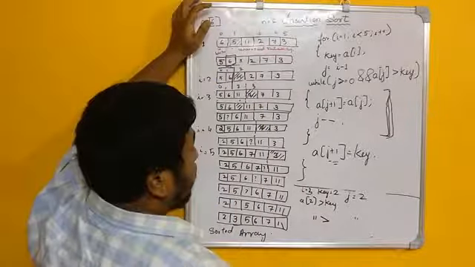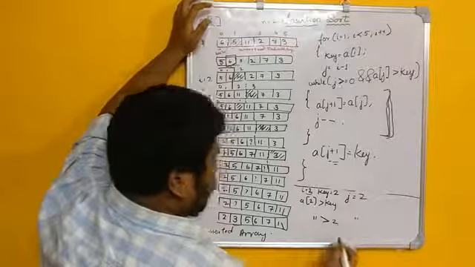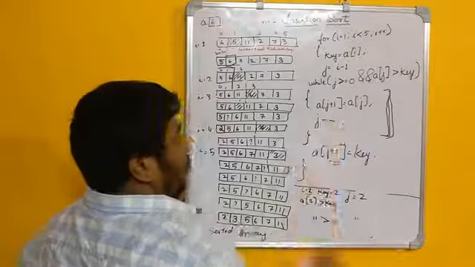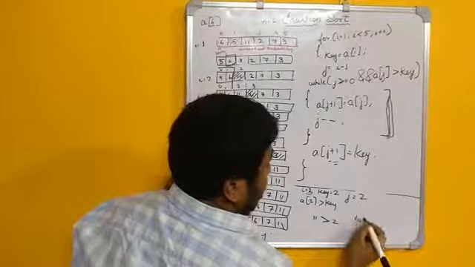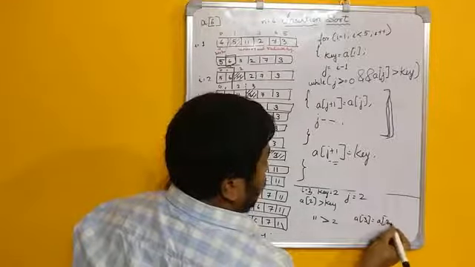11 is greater than or equal to key. What is our key? Key is 2. Yes, the condition is true. So if the condition is true, what do we have to do? A of j plus 1, that is A of 3, is equal to A of j, which is A of 2.